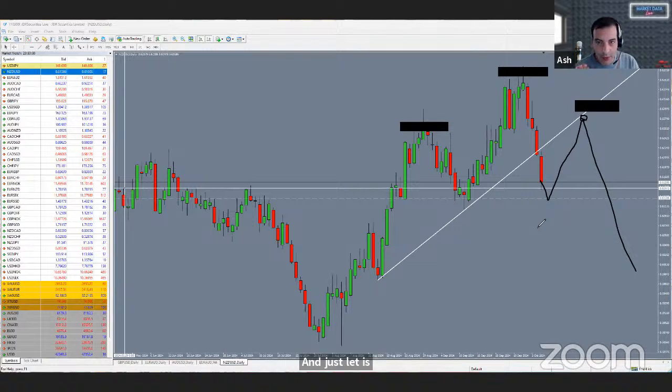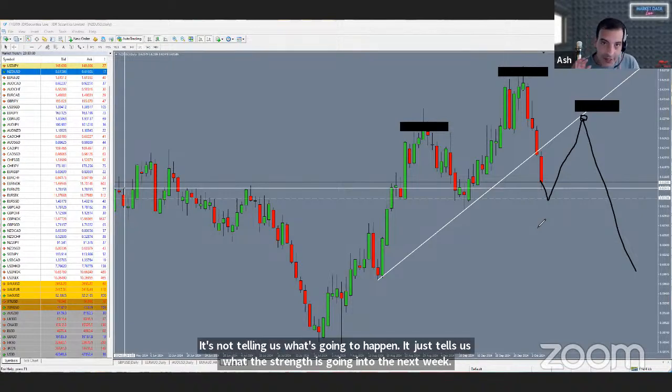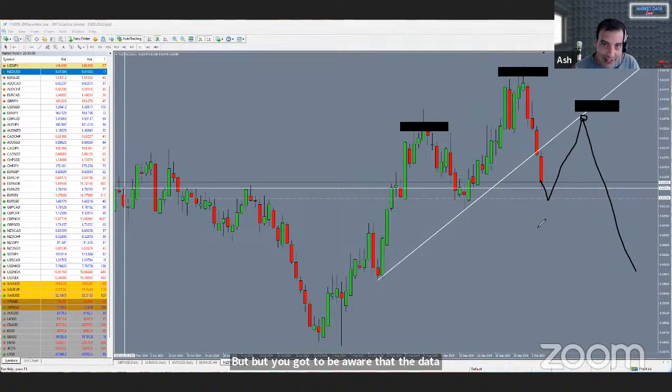Now, be aware that when I post the fundamental data, it's telling us what has happened. It's not telling us what's going to happen. It just tells us what the strength is going into the next week. But you've got to be aware that the data that's going to be released is the key stuff. So we need to be thinking about those releases when we're in trades. Can they turn those trades around? We need those data points to allow our trades to go well or badly ultimately. So we shouldn't be scared of them, but we just need to be aware of what's been happening and what could happen.